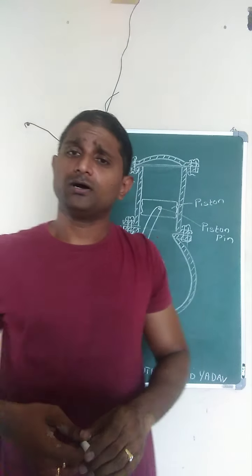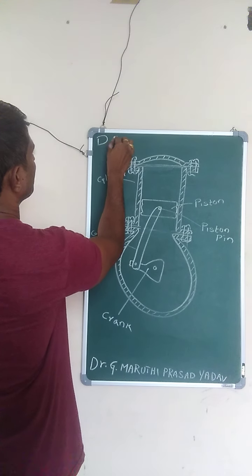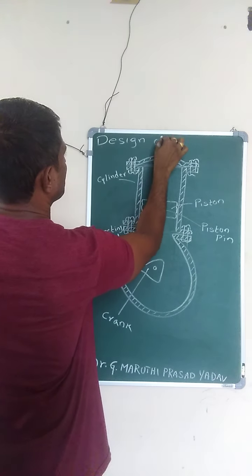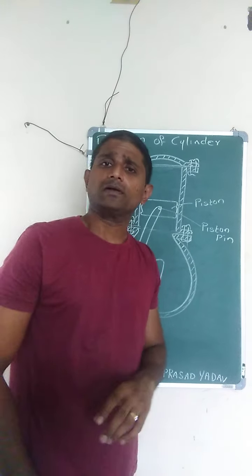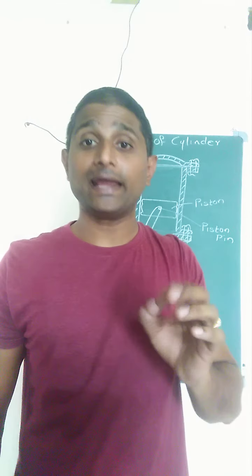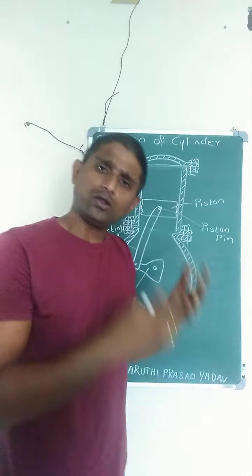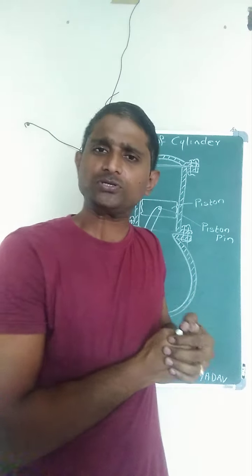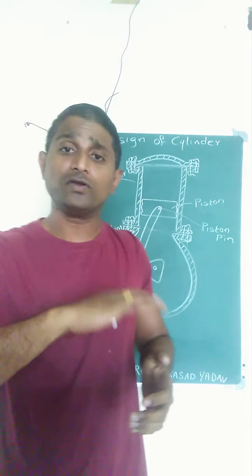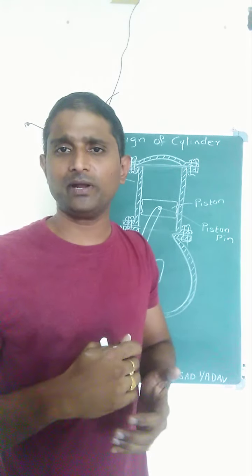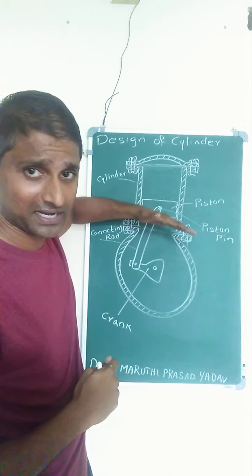If we start with the cylinder, let us start with the design of the cylinder. There is one important term called cylinder liner. What is a cylinder liner? What is its importance? Let us see. We all know that in IC engines the energy produced in the chamber results in reciprocating motion of the piston, which is converted to rotary motion at the crank through an intermediate member, the connecting rod. So this piston reciprocates in the engine.